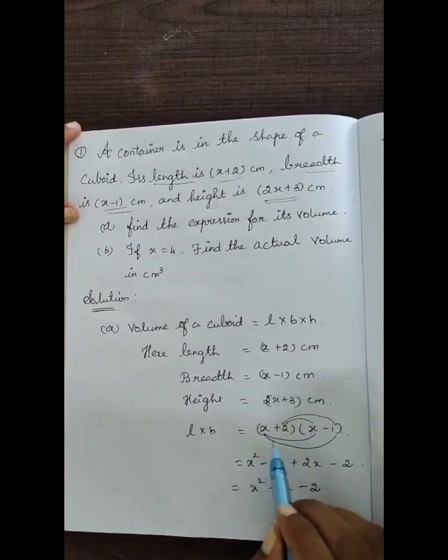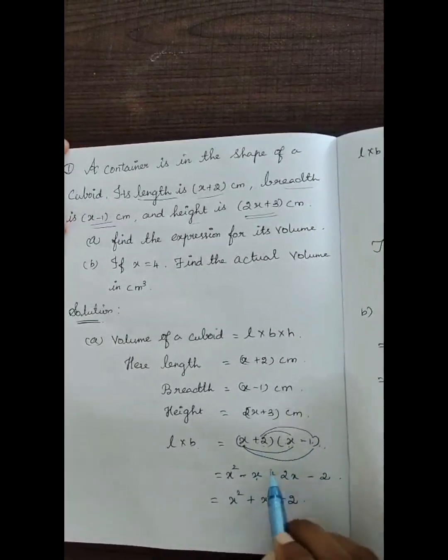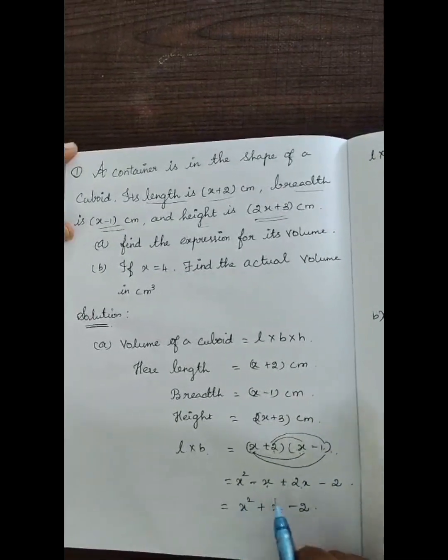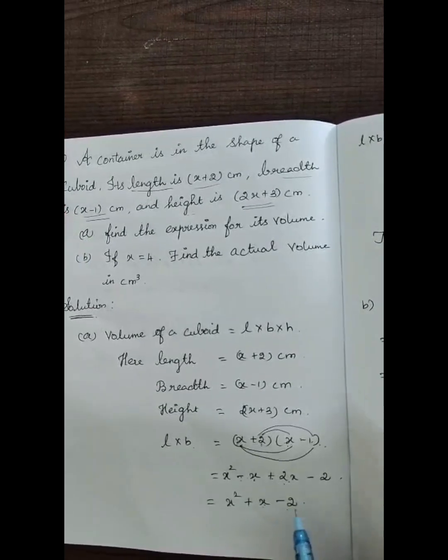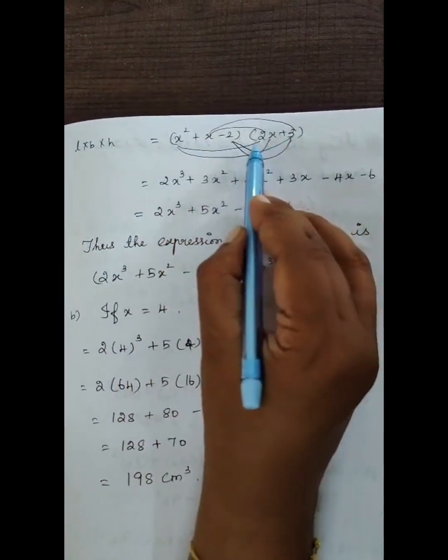X into x, x squared. Plus into minus, minus, x into 1, we have minus x. Then plus into plus, plus 2 into x, 2x. Plus into minus, minus, 2 ones are 2. Now x squared as it is. Next minus x plus 2x, that means 2 minus 1, we have 1x, minus 2. Next we have to multiply into h: x squared plus x minus 2 into 2x plus 3.